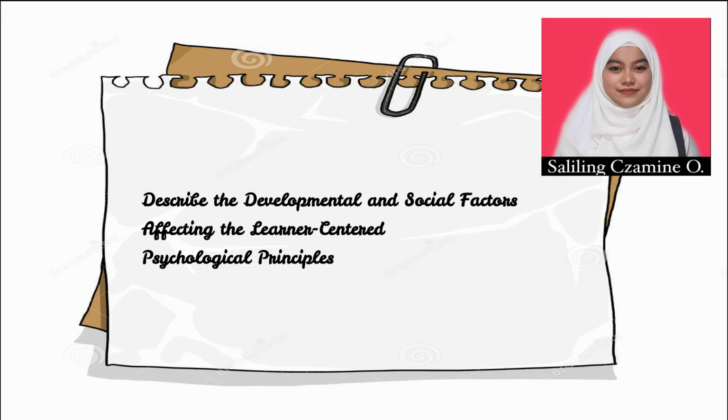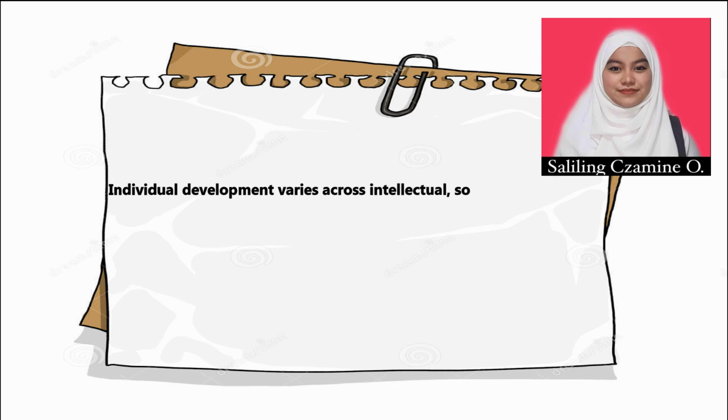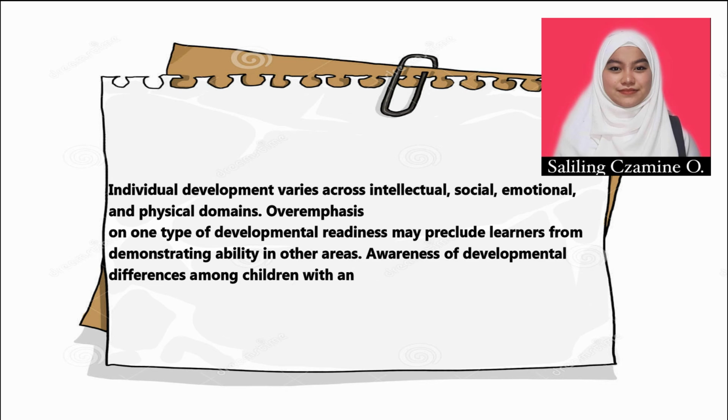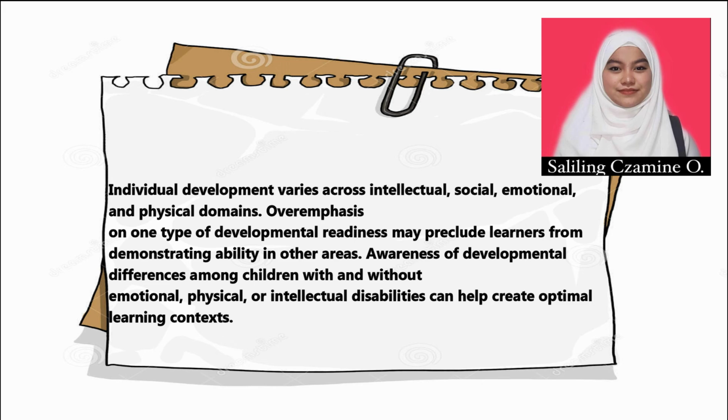Describe the developmental and social factors affecting the learner-centered psychological principles. So, in developmental factors, individual development varies across intellectual, social, emotional, and physical domains. Overemphasis on one type of developmental readiness may preclude learners from demonstrating ability in other areas. Awareness of developmental differences among children with and without emotional, physical, or intellectual disabilities can help create optimal learning contexts.